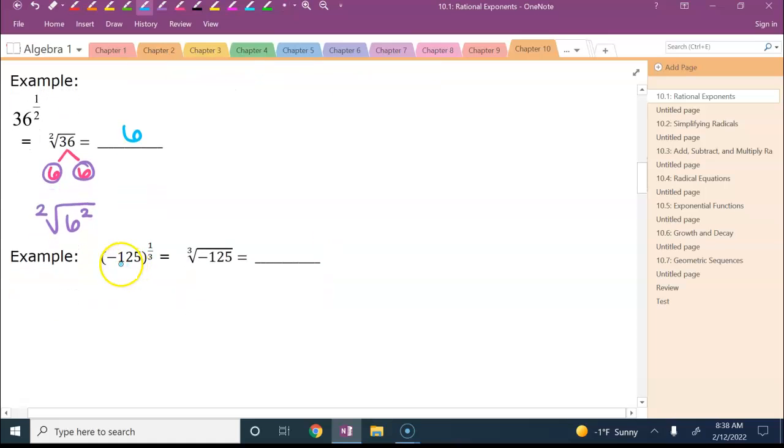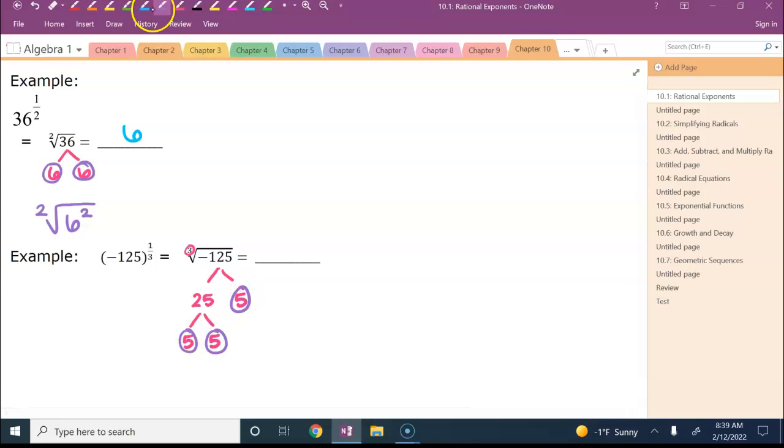Now this next one, we've got negative 125 raised to the 1/3 power, which is the same thing as the cube root of negative 125. So we can approach this the same way we did the last one. I'm going to be looking for a group of 3 this time because of that 3 in my radical. So 125 could be written as 25 times 5, and then 25 could be factored down to 5 times 5. And so there's my group of 3. I've got 3 5s here.